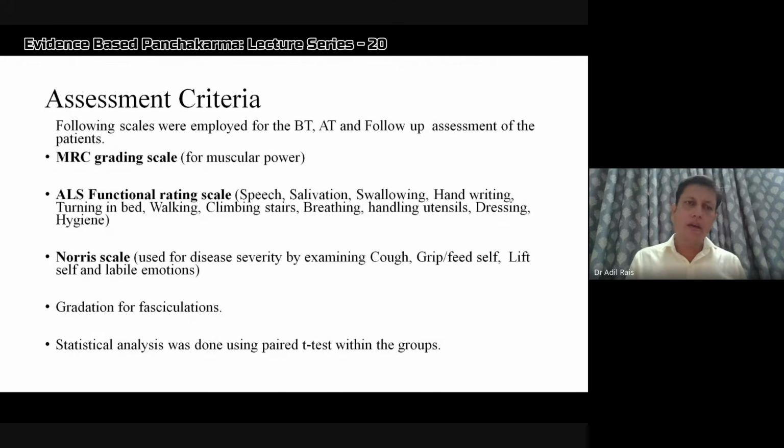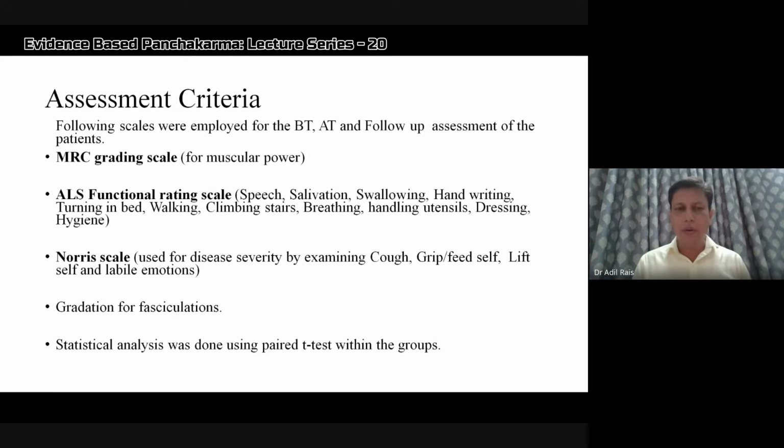For assessment criteria, we used the MRC grading scale for muscular power, and the ALS functional rating scale, which evaluates speech, salivation, swallowing, handwriting, turning in bed, walking, climbing stairs, breathing, handling utensils, for example a glass, dressing, and hygiene. The Norris scale was used to judge disease severity, along with cough, grip, lift self, and labile emotions. Labile emotions are a very prominent feature, because emotional lability is a sign of poor prognosis of the disease.